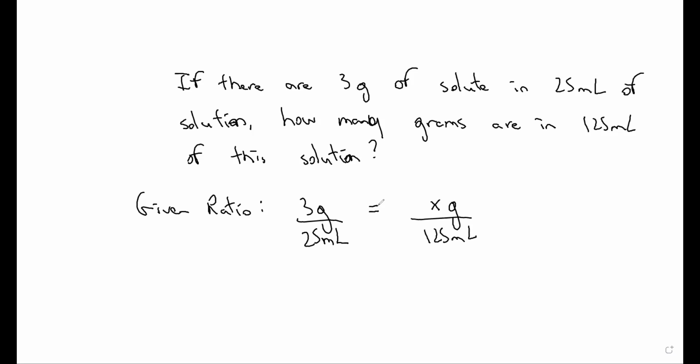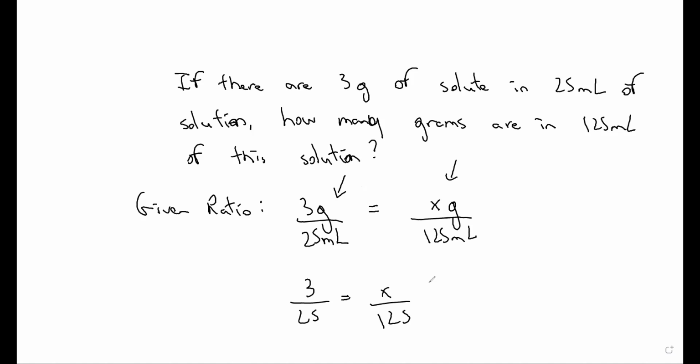Before I solve it, what I would do is remove the units, which means I would remove the grams and milliliters. So let's just take that out. So 3 over 25 is X over 125. But just for clarification, I recommend that you do initially keep the units, grams and milliliters or whatever it happens to be, when you're initially setting up the proportion, because it helps you set it up correctly and consistently.